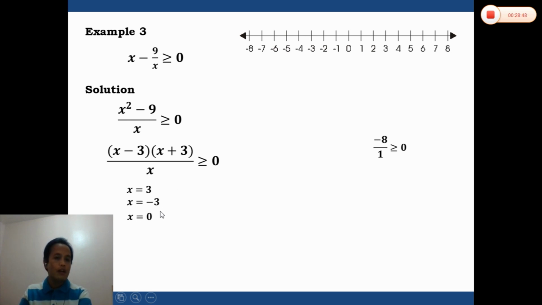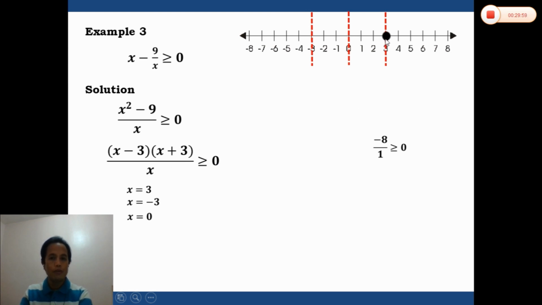So we have three values here indicated in the number line. We have the first boundary, which is 3, the second boundary, which is -3, and the third boundary, which is 0. Since 3 will give us a 0 value in the numerator, and 0 divided by any value is 0, it should be equal to 0. So 3 will give us a true statement for this inequality.